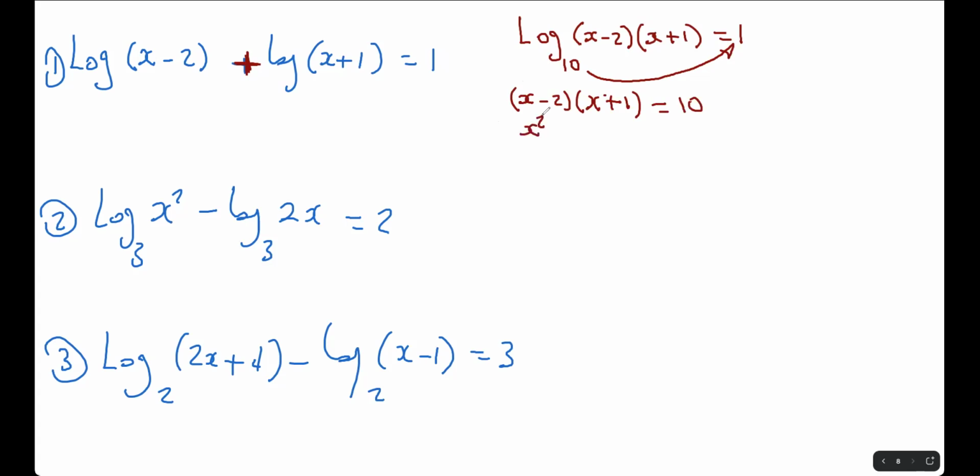x squared, negative 2 plus 1, that's negative 1x. And negative 2 times 1 is negative 2, equals 10.